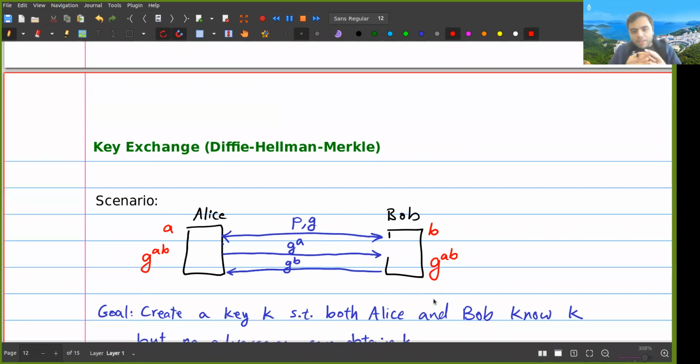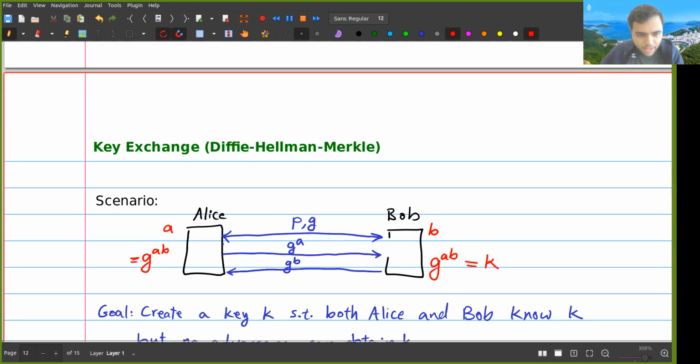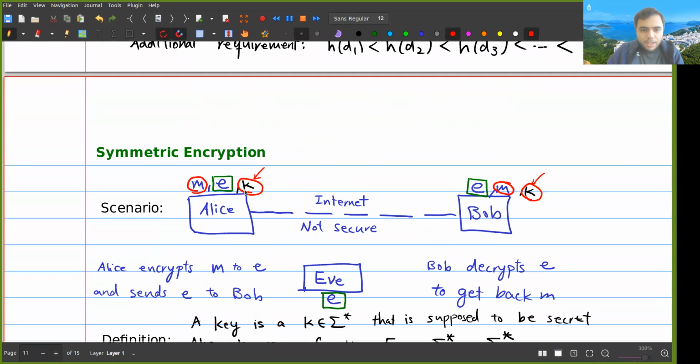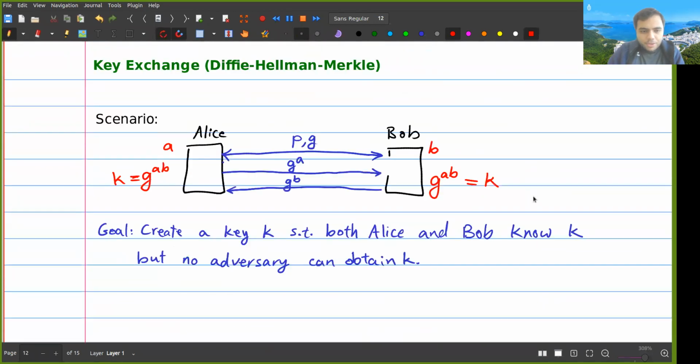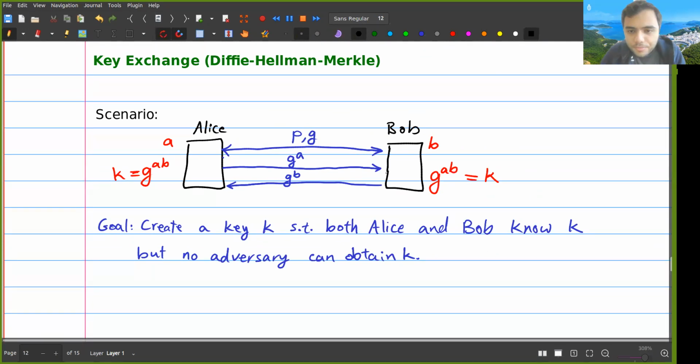So what happened here is that now Alice and Bob have some shared value, G to the power of AB, which they can use as their K, the key that they had, for example, in the previous protocol for doing symmetric encryption. So now they have a shared value, and using this shared value, they can do the previous protocol or do any other cryptographic protocols that need a shared common value.